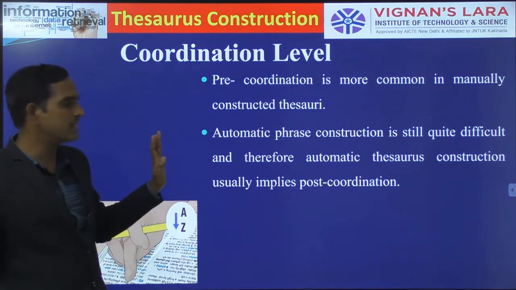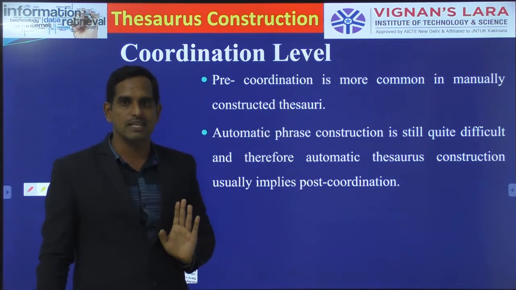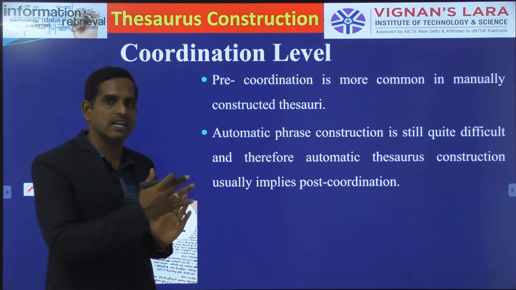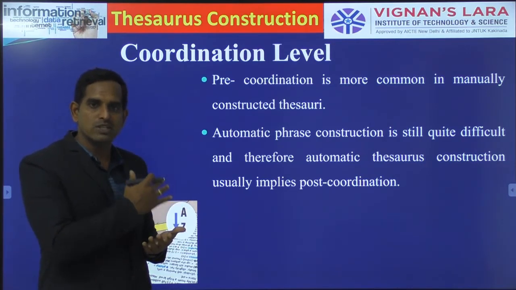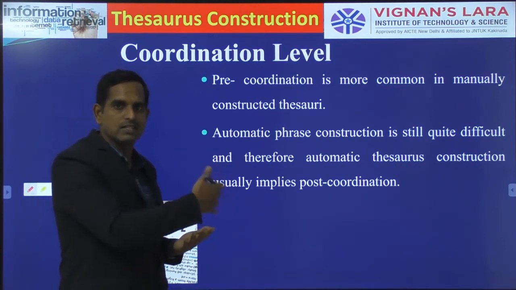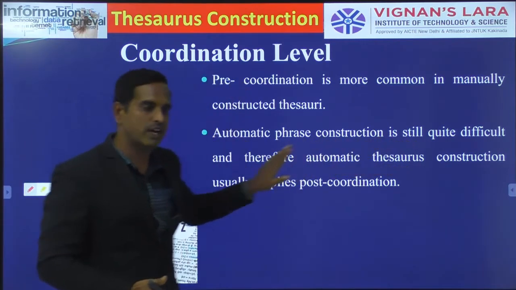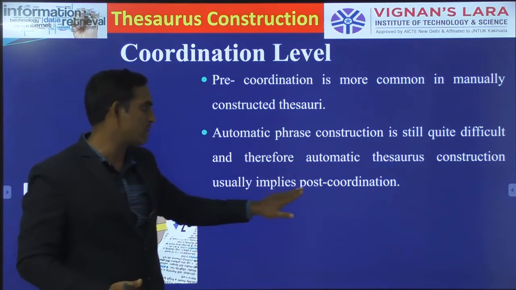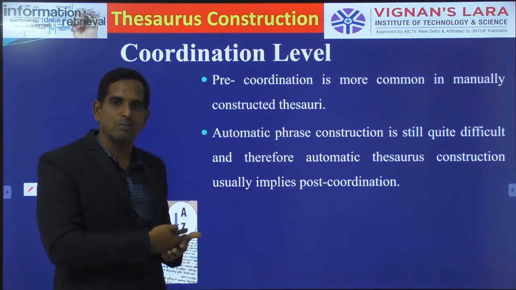Coming to how this coordination is implemented, pre-coordination is more common in manual construction of thesauri. We have two types of construction of a thesaurus: one is manual construction, another is automatic construction. Manual construction will be done basically by the users who are actually implementing the thesaurus. Automatic construction will be done using systems or algorithms. Automatic thesaurus construction is quite difficult, and therefore it usually implies post-coordination. Okay, so there is no pre-coordination in automatic thesaurus construction.